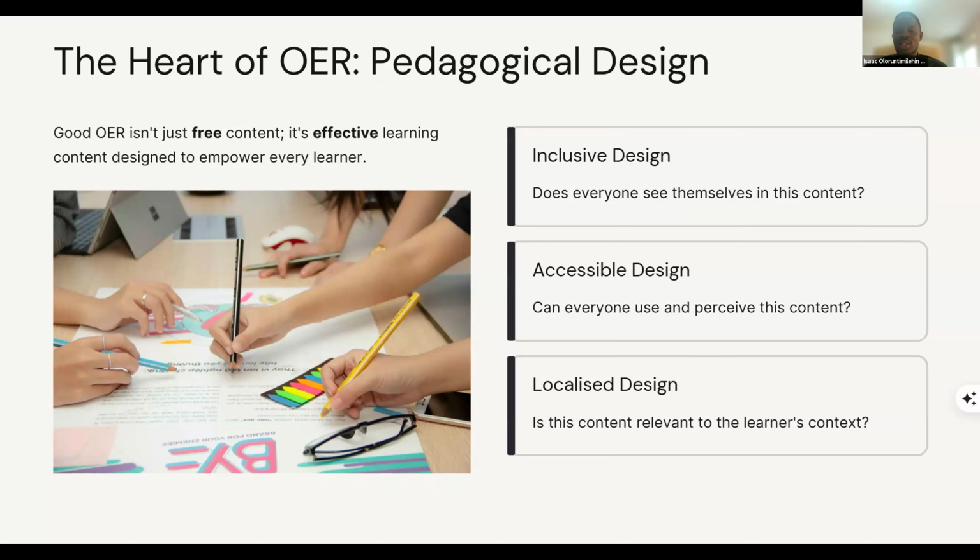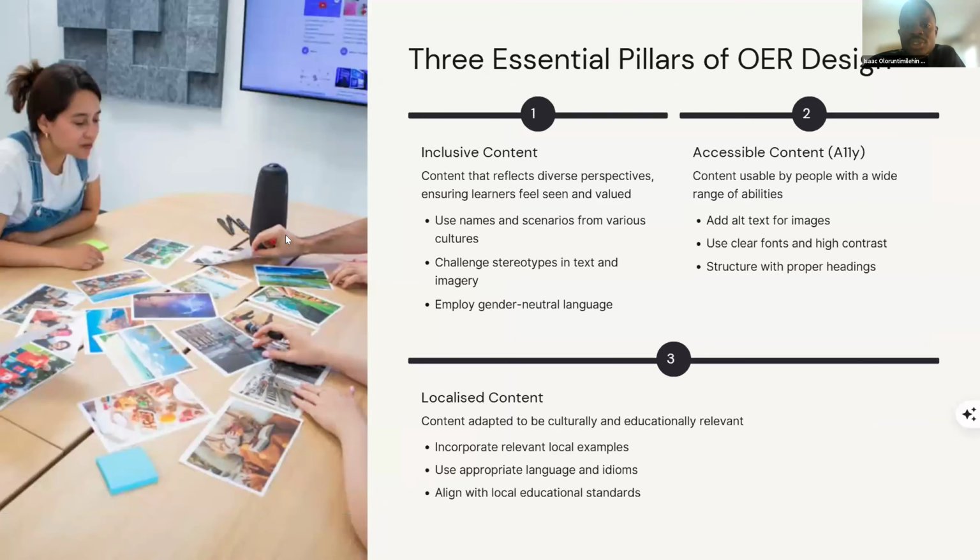Then another one is localized design. This simply means ensuring that the content is relevant to the context of the learner. So these are the 3 design principles that we use when creating open educational resources. Like I said in the previous slide, there are the 3 essential pillars. So the first pillar is inclusive content.